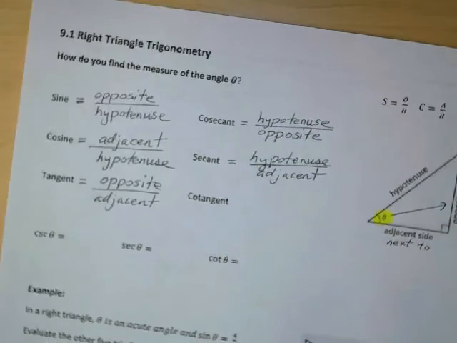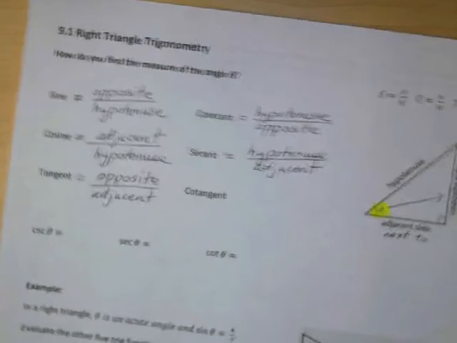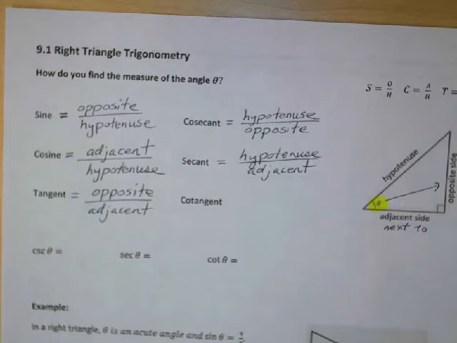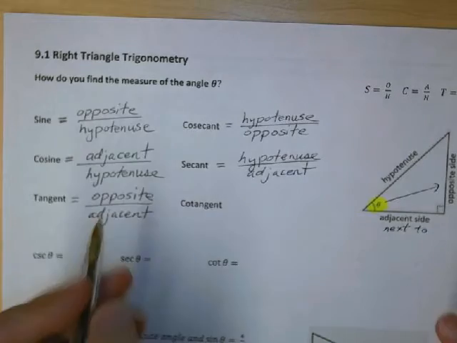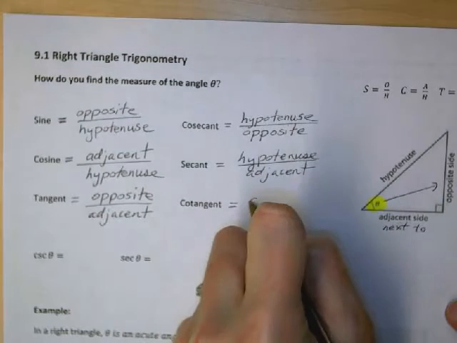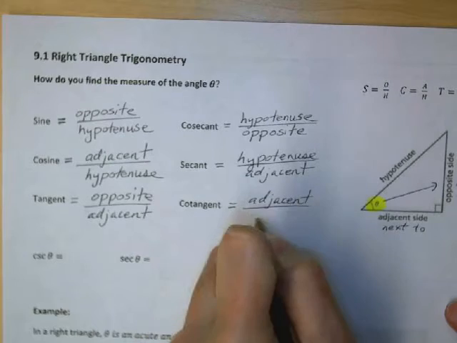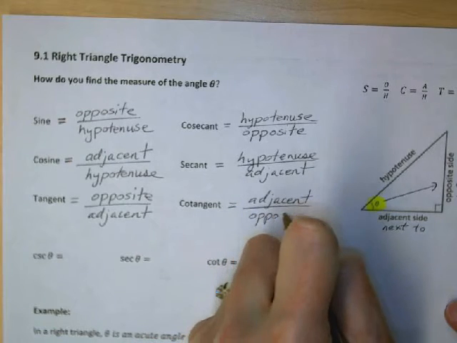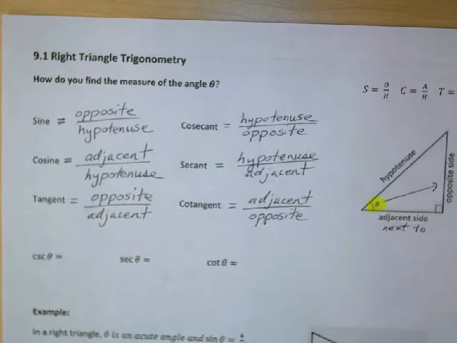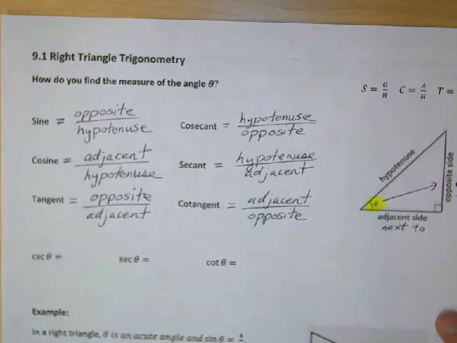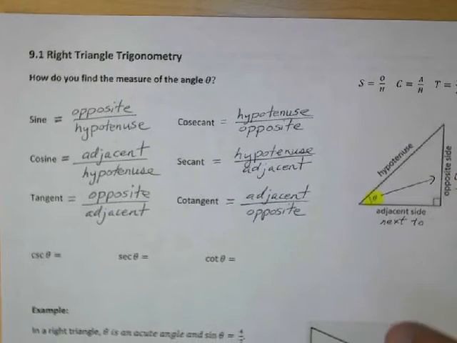And the cotangent one, that one should be easy, right? What do you think the cotangent one is? Yeah, let's flip the tangent one around. Adjacent over opposite. Good job. Okay, so we wrote all 6 of them out.